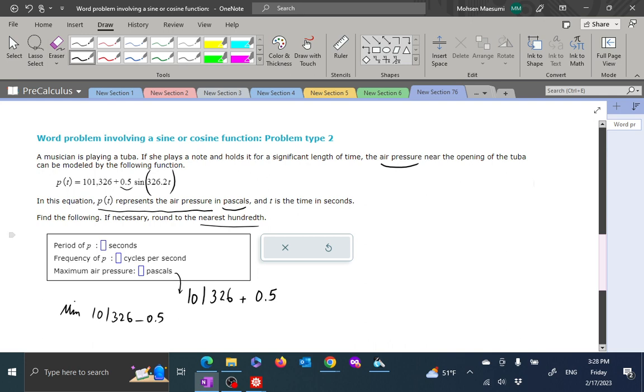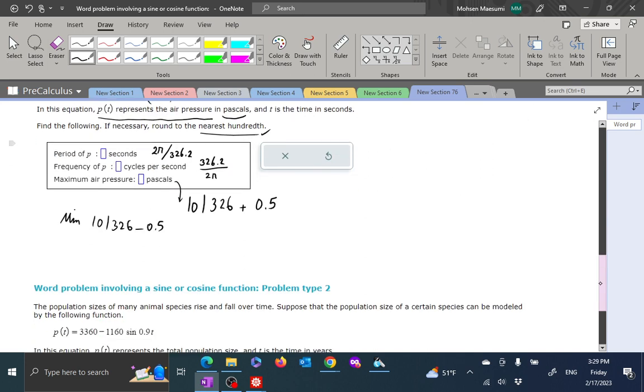Frequency and period. A period is 2 pi divided by that multiple, 326.2. Number of cycles per second is 326.2 divided by 2 pi, and again you round it. That is probably all that we need here.